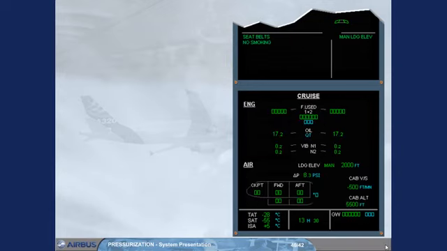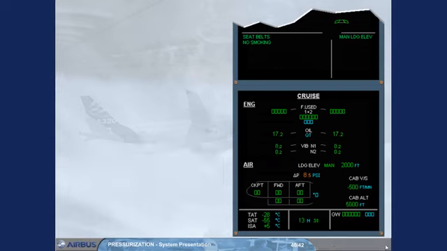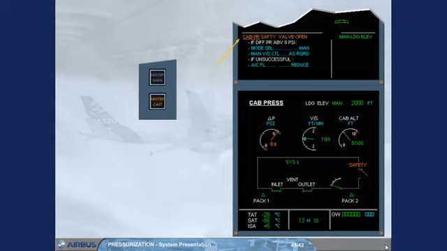To complete this module, let's look at some other abnormal indications. The safety valves prevent the cabin pressure from going too high or too low. An ECAM caution, cabin pressure safety valve open, is generated if one of the safety valves has been detected open for more than 1 minute. Notice that the safety valve indication on the cab press page changes to amber.